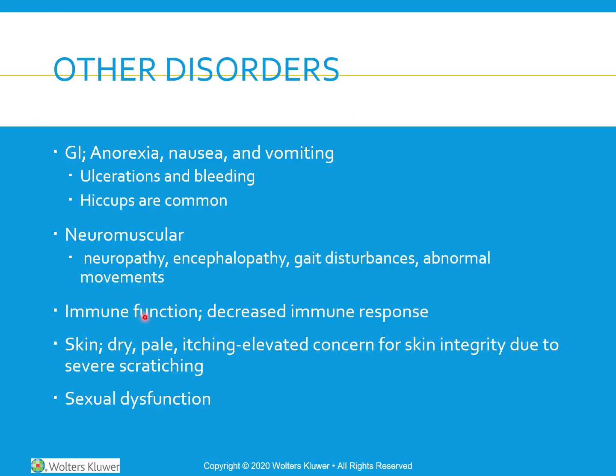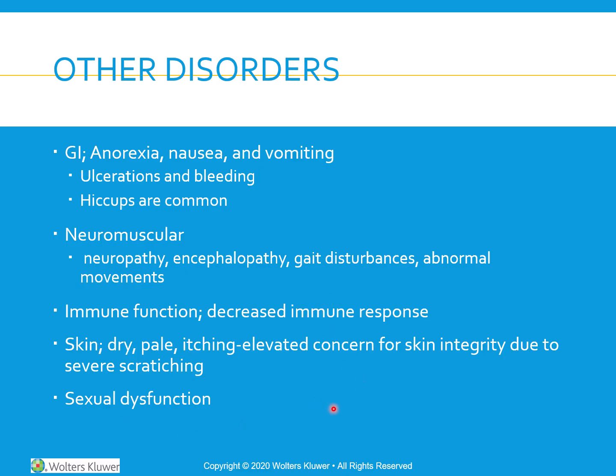Other disorders that we see in patients with chronic kidney disease, the majority of these can really be explained by, again, that uremia or that buildup of waste products in the blood that we get in kidney disease. So there are a lot of GI complications. Anorexia, nausea, and vomiting are common. They can also develop ulcerations and bleeding in the GI tract. Hiccups are really common. In the neuromuscular system, we see neuropathies and encephalopathy. We see gait disturbances, this kind of abnormal or ataxic movement. We see a decrease in immune response, so they're more susceptible to infection.